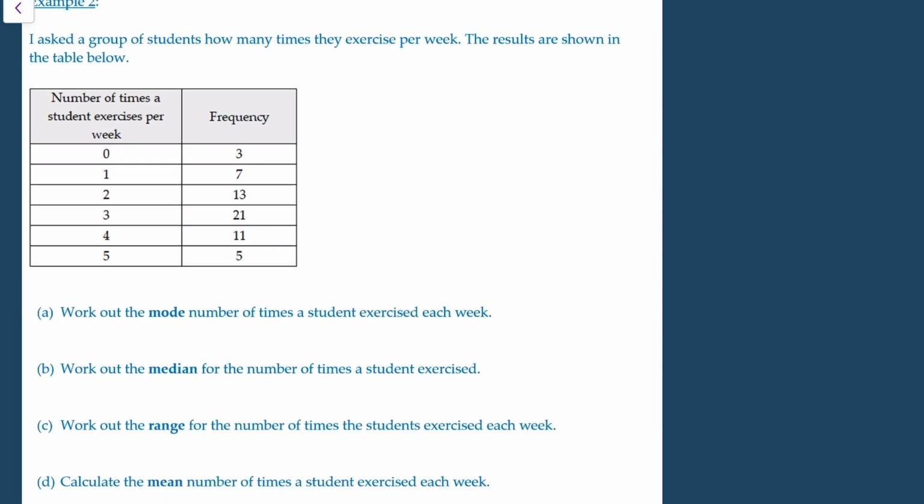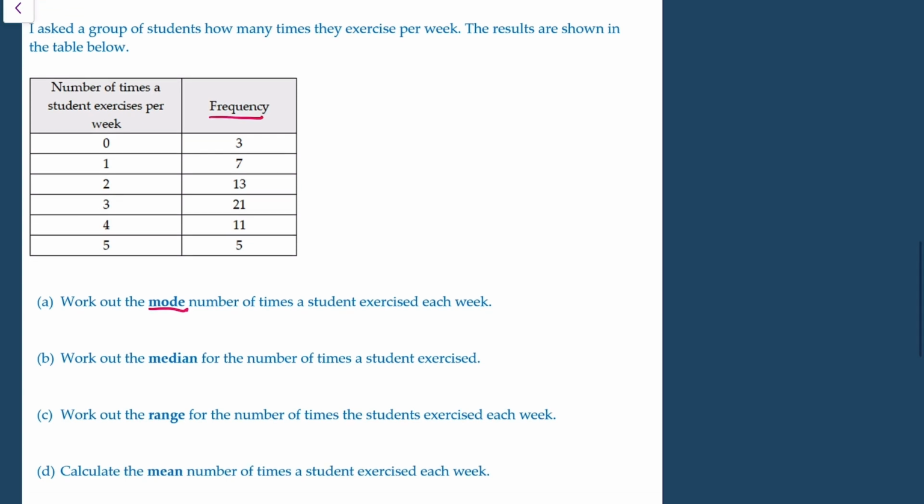Okay, so let's go and work this out. Mode: the number of times a week a student exercises per week. Well, we're looking for the highest frequency, which is 21. The answer is not 21, the answer is 3. So 3 times per week.